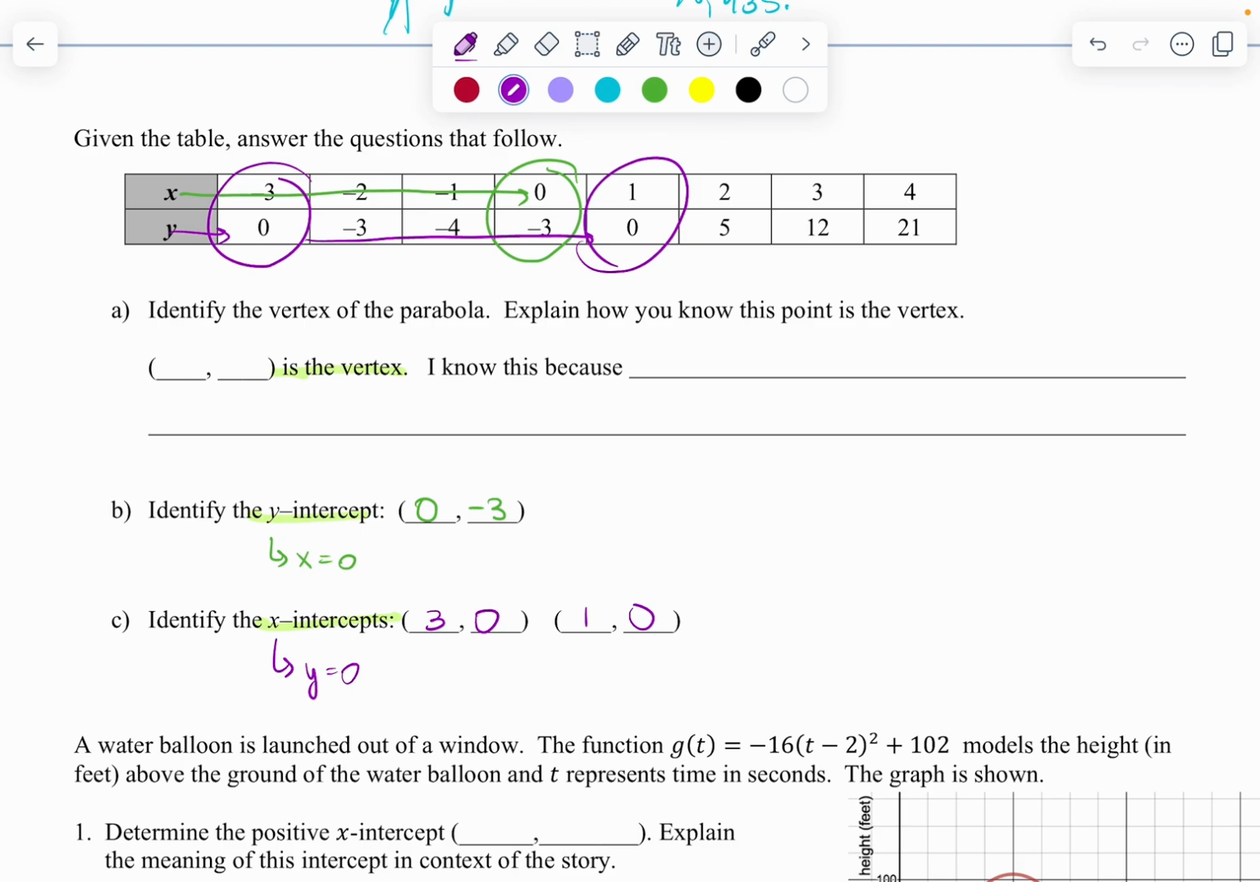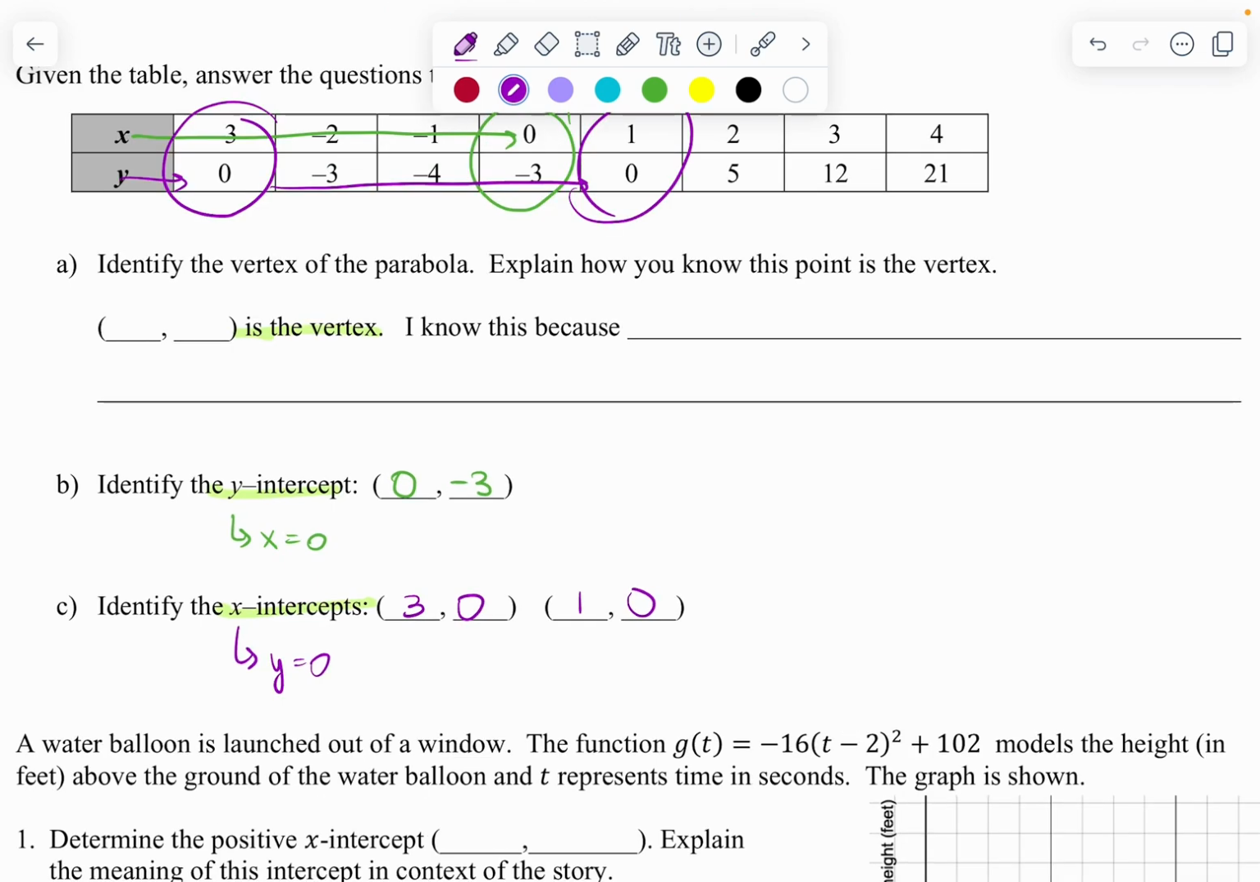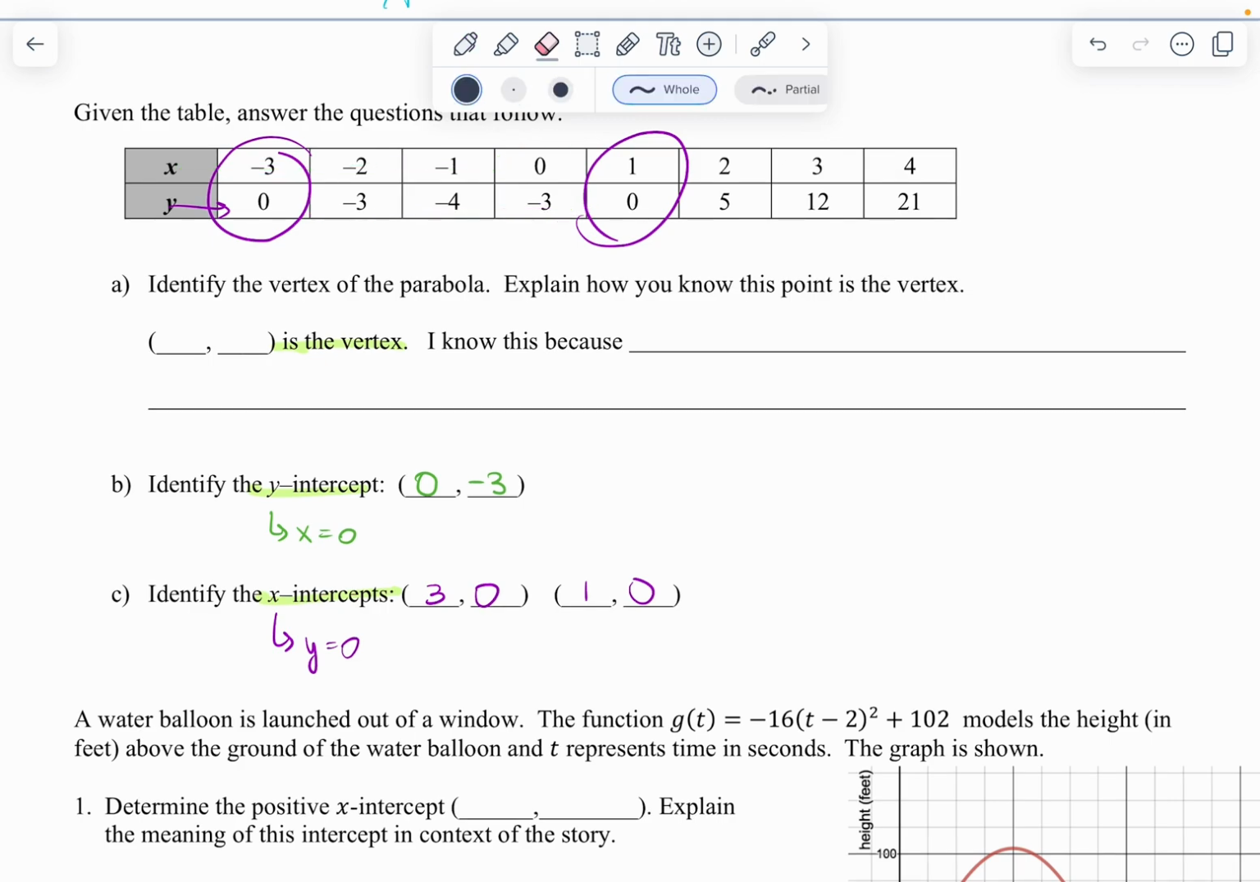And then my vertex, if you guys remember from Unit 11 or Unit 12, is always in the middle of my x-intercepts. So if I look at the middle exactly of these 2 points, the middle is going to be right here at (-1, -4). It's in between exactly. It's 2 boxes away from -3, and it's 2 boxes away from 1, so that way it's exactly in the middle. So this is the middle of the x-intercepts.